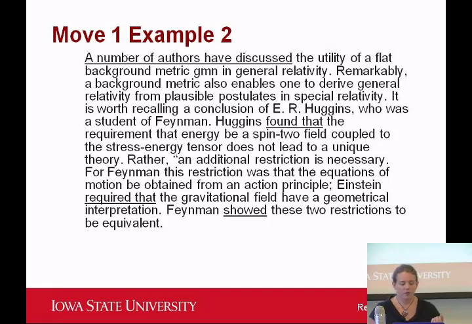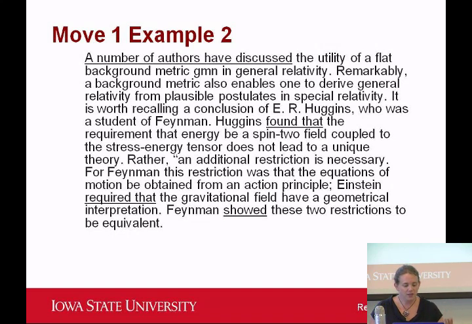In this example, which is from physics, we have, again, some linguistic cues, some cues from language, and I've underlined them for you. So in the very beginning, "a number of authors have discussed the utility of a flat background metric, GMN, in general relativity." Okay? Other people have done this. It's generally important.